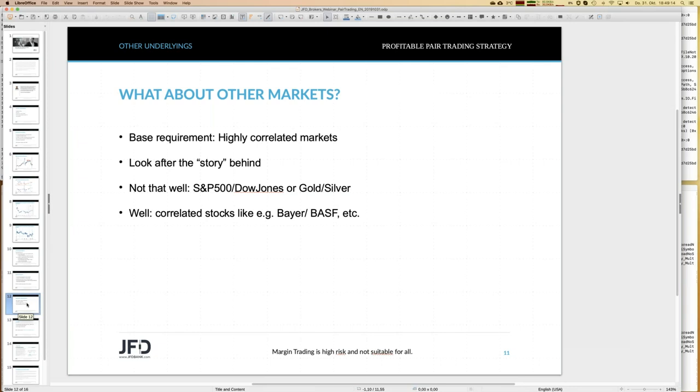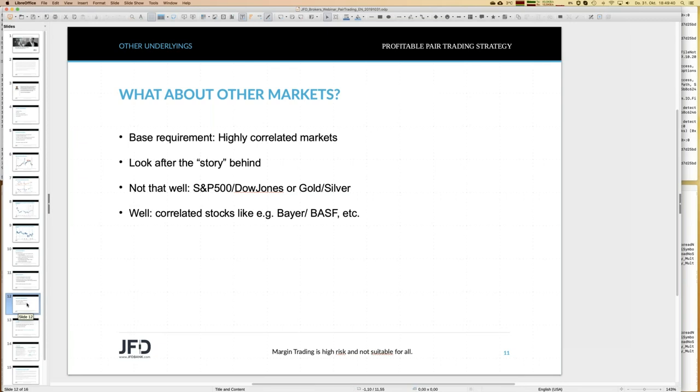I mentioned the story behind Brent and WTI because you can use, not everybody can use these two sorts of oil simultaneously, but more or less. If one is getting too expensive, everybody would buy the other one. So that's just standard market behavior. So that's a really good story.